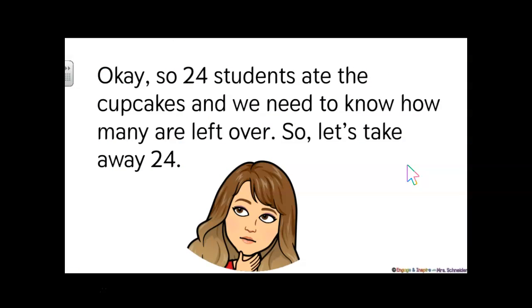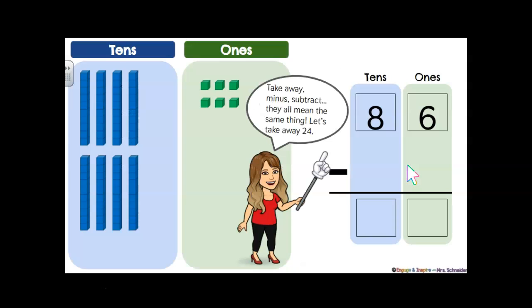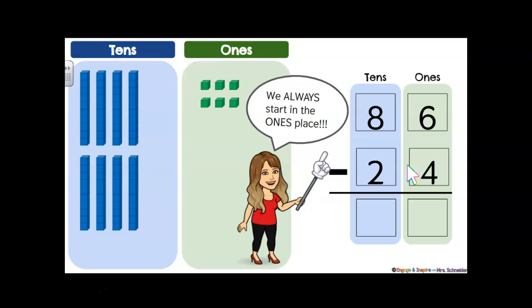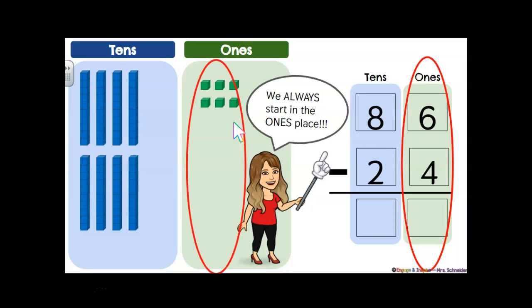Okay, so 24 students ate the cupcakes, and we need to know how many are left over. So let's take away 24. That's 2 tens and 4 ones. So how can we do that, guys? We always start in the ones place, just like addition. So we start in the ones.